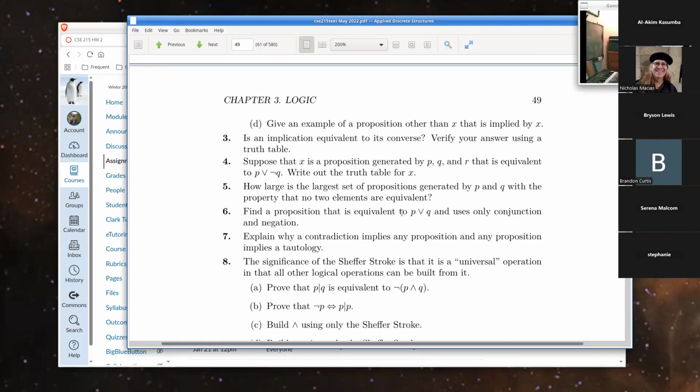Question 6, find a proposition equivalent to this that uses only conjunction and negation. So remember, 2 propositions are equivalent if they always have the same truth value. So find a different proposition that always has the same truth value as this, but uses only conjunction and negation.